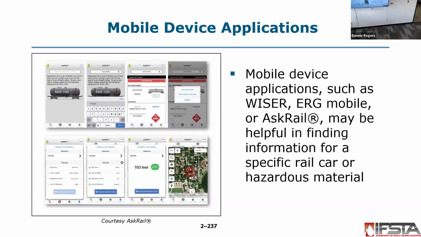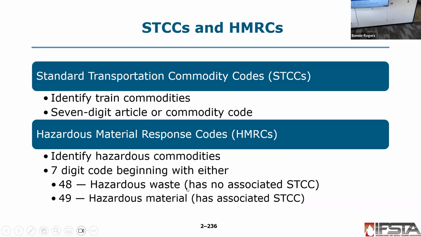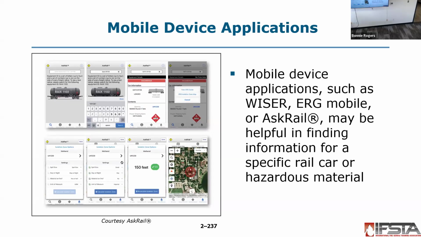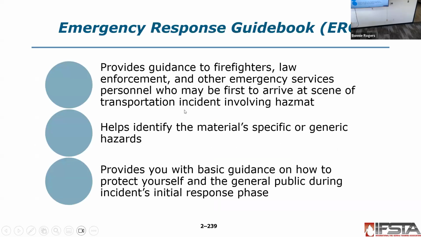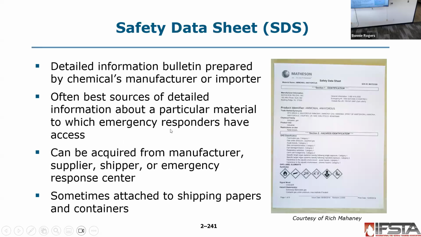Let's see what else. I just breezed through it. So on a rail car, you have your 7-digit code. A 48 is going to be hazardous waste, and 49 is going to be hazardous material. Just know it doesn't tell you everything, but it's a pretty good guide.